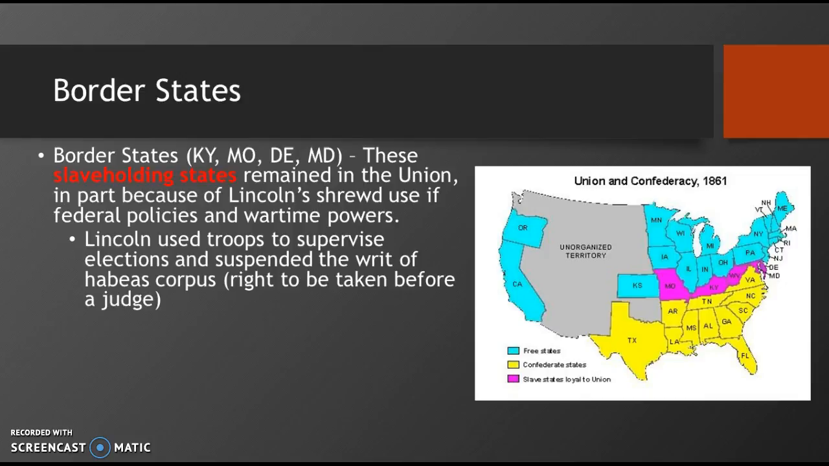He sent troops in to supervise elections to make sure that no secessionists were being elected and things were being done fairly, with no corruption and no cheating in the elections. And this was the really controversial part. He suspended the writ of habeas corpus, which is the right to be taken before a judge. So basically, if you're accused of a crime, habeas corpus gives you the right to go before a judge and a jury and have a trial rather than just being thrown in a prison without anyone really standing up for your rights and having a chance to actually defend yourself.